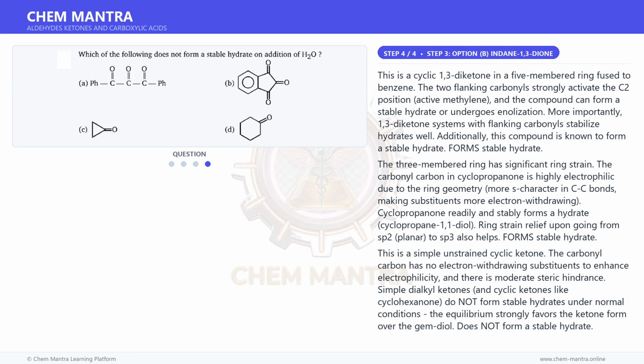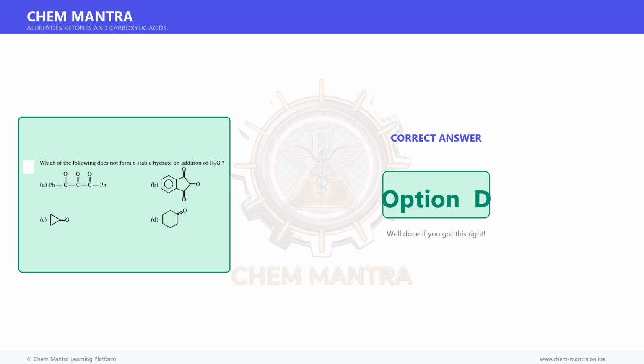Among the options, cyclohexanone is a plain dialkyl ketone with no activating groups, and it is well established that simple ketones do not form isolable, stable hydrates. The other three options have special features, flanking carbonyls, ring strain, that favor stable hydrate formation. Therefore, the correct answer is option D.